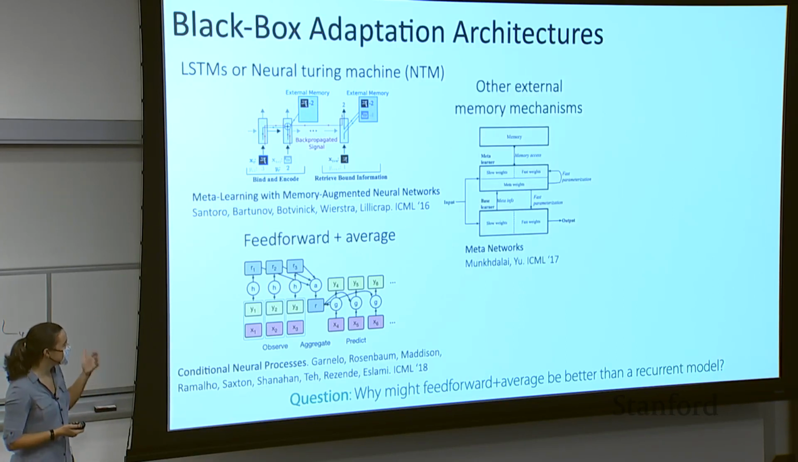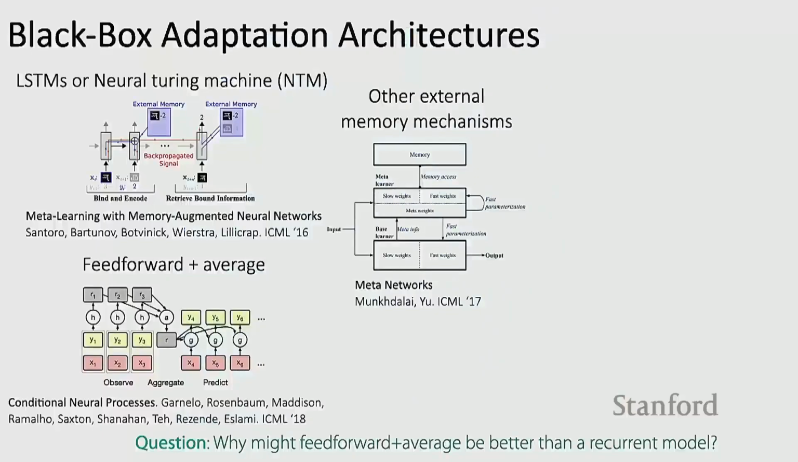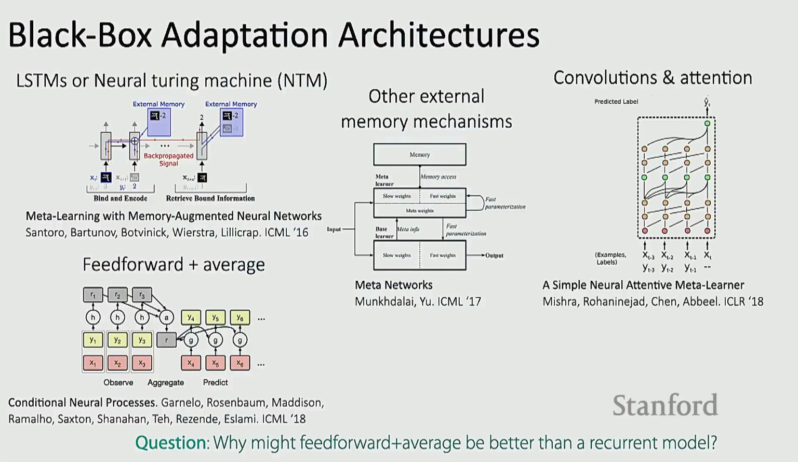Okay, and then there are also some other architectures that people have used, other kinds of external memory mechanisms. People have also used things like attention, and temporal convolutions. Things like attention are also nice in the sense that they are also permutation invariant, depending on some of the implementation details.